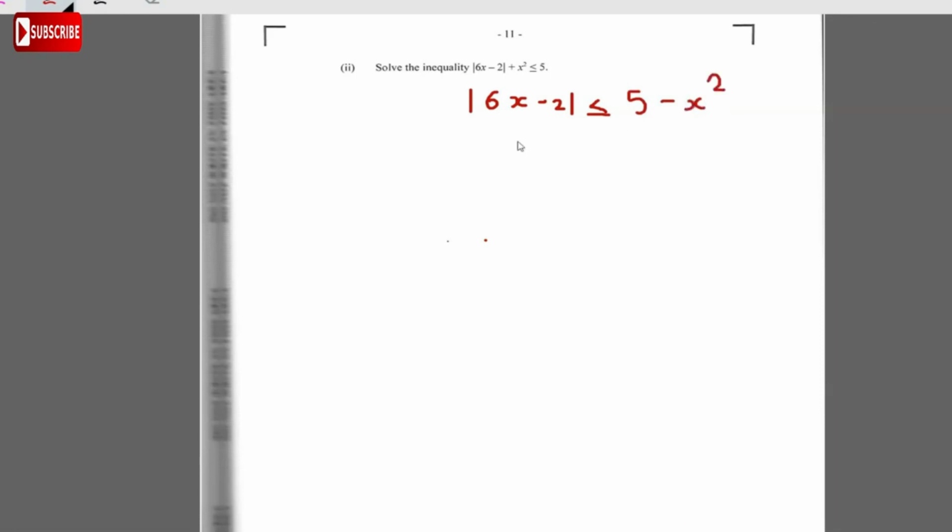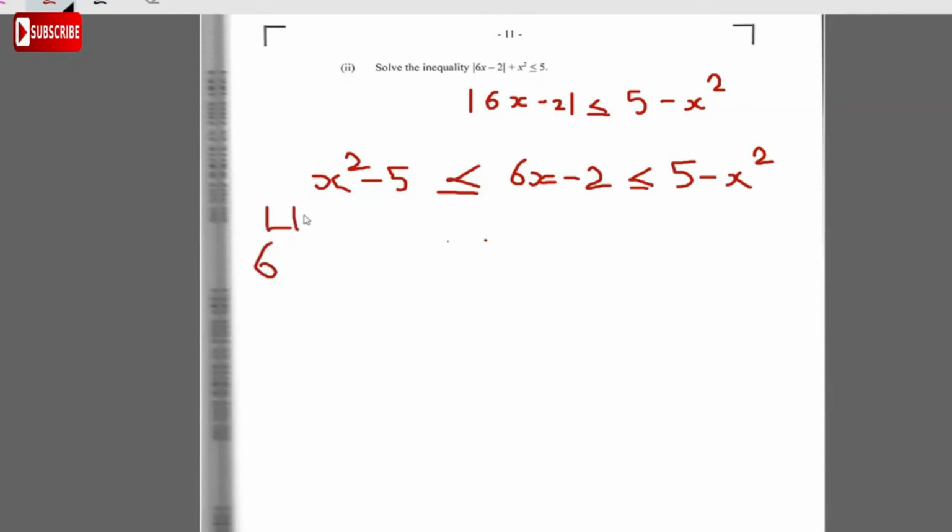And if that is true, then that means that 6x minus 2 is going to be between 5 minus x squared and minus of 5 minus x squared, which is x squared minus 5. Now to solve this inequality, first thing I'm going to do is consider the left-hand side of the inequality first.